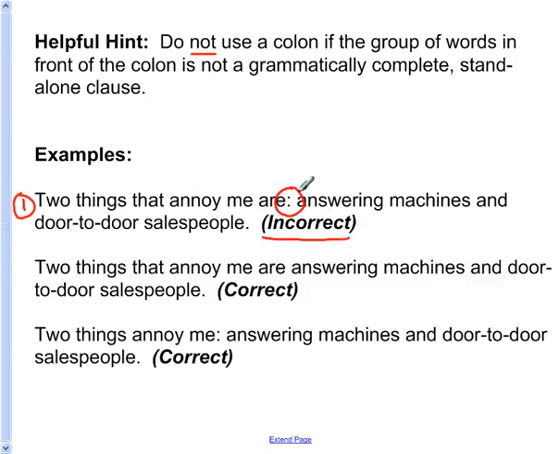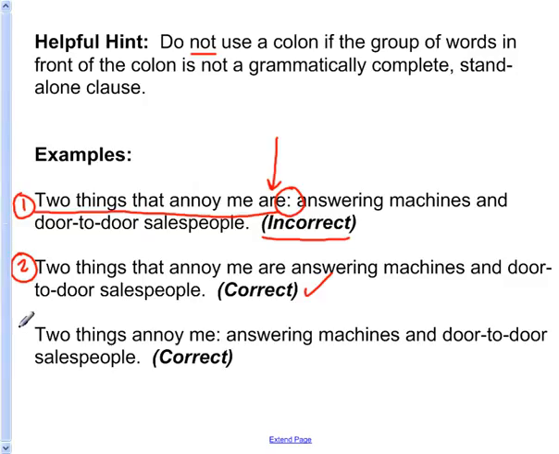We're tempted to use a colon because we're introducing some examples. However, the word group that comes before the examples, answering machines and door-to-door salespeople, is not a grammatically complete standalone clause. In other words, we need some information after this linking verb. So we've made it good in example number 2. 2 things that annoy me are answering machines and door-to-door salespeople.